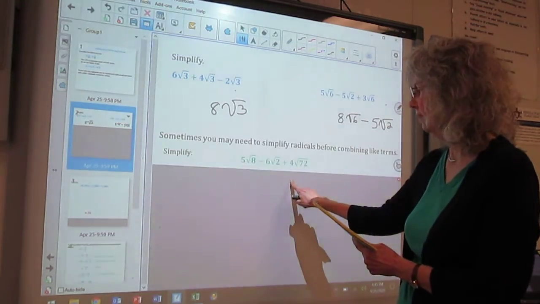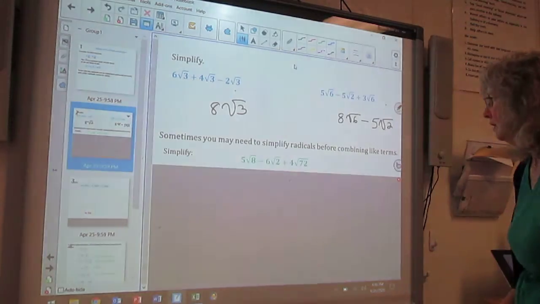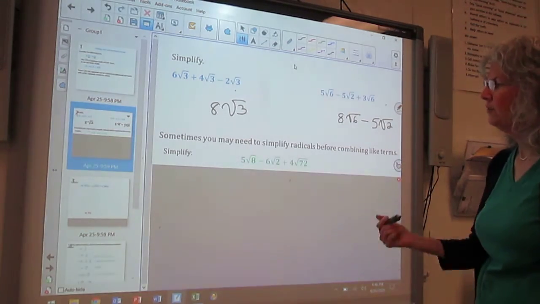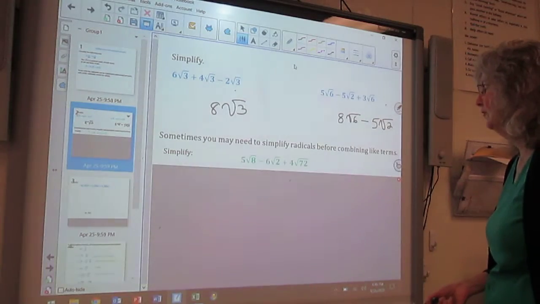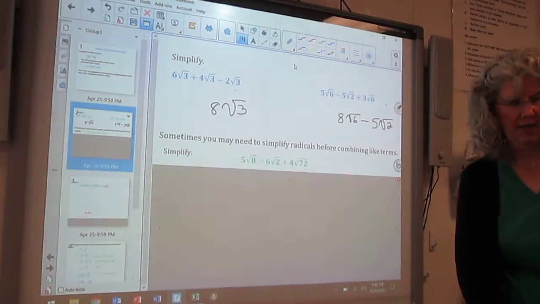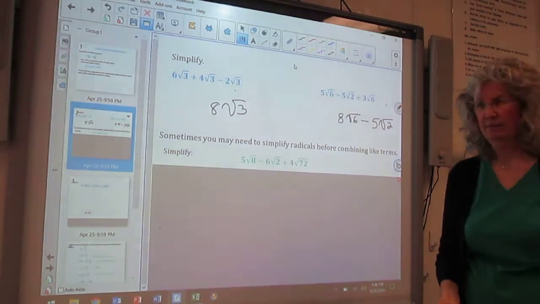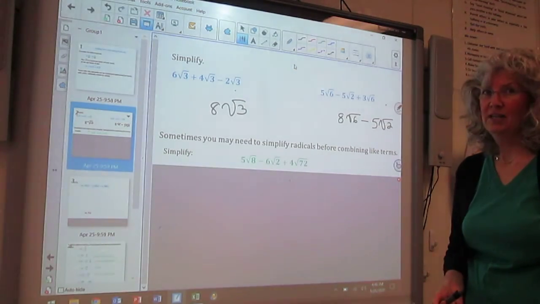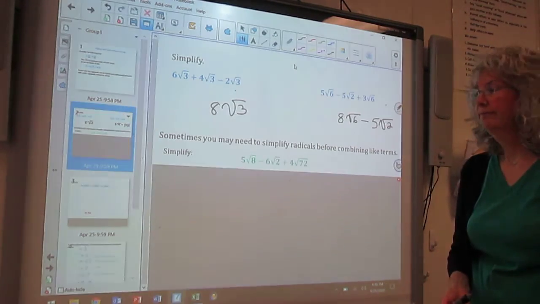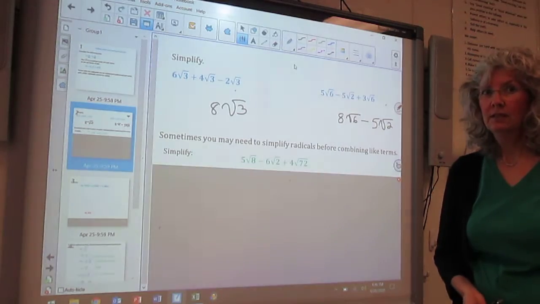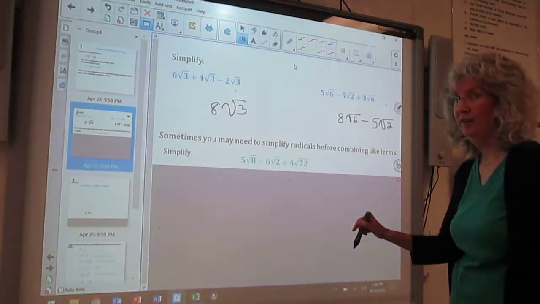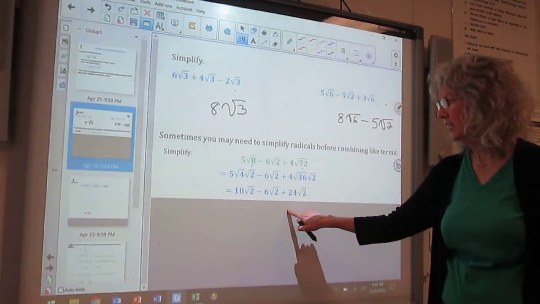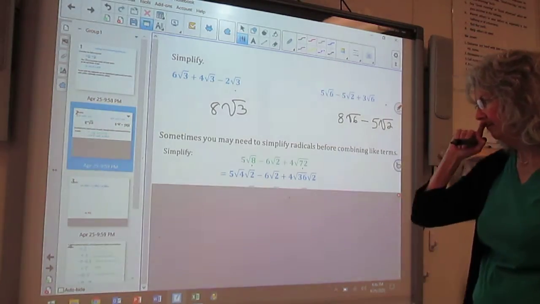Now let's move on to something a little more challenging. 5 times the square root of 8 minus 6 times the square root of 2 plus 4 times the square root of 72. Can we simplify that? Think about it. Well, there's no like radicals. Those radicands are all different. Are they really different? Let's try simplifying them. You should notice that this and this have perfect squares in them. So let's take out those perfect squares.